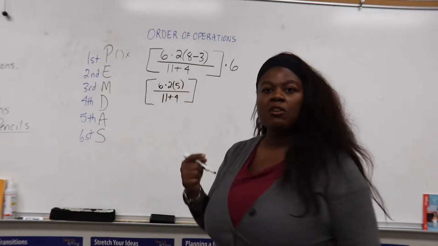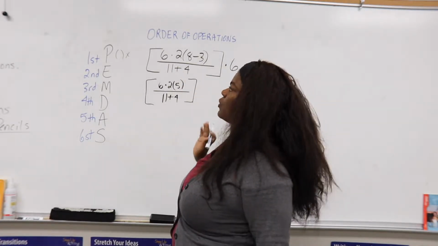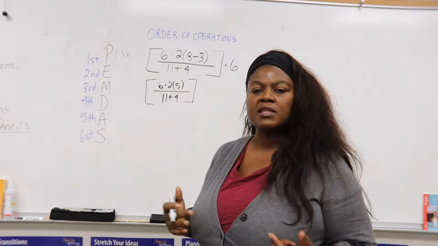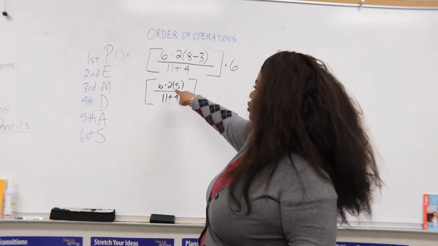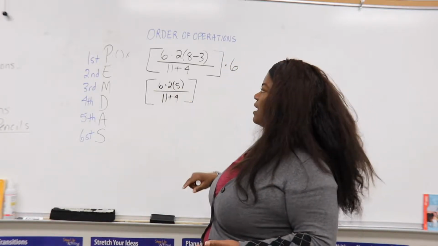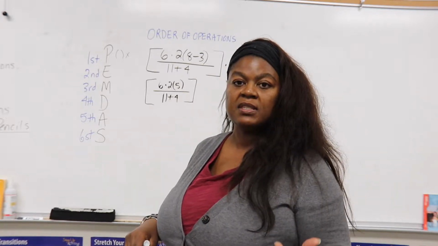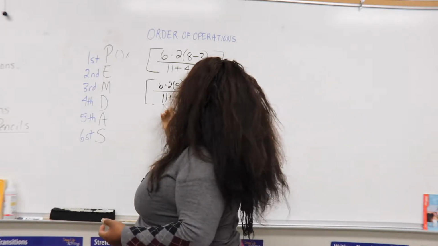Okay, so we've done our first thing inside the brackets. Now we got a 5. We still have to go back to the P and ask ourselves, do we have anything inside parentheses? And we do. We have this 2 and this 5 that's in parentheses. So the product of 2 and 5 is 10. 2 times 5 is 10. So let's do it.